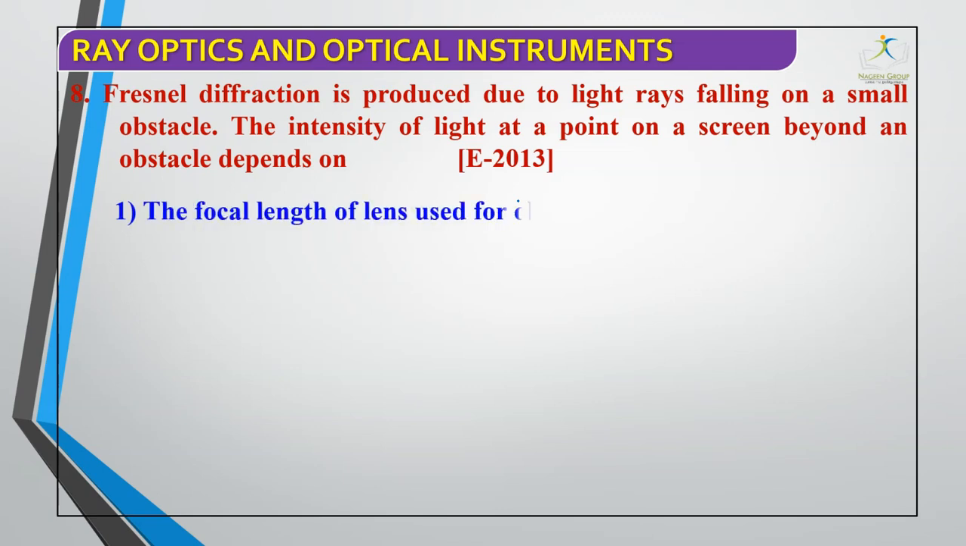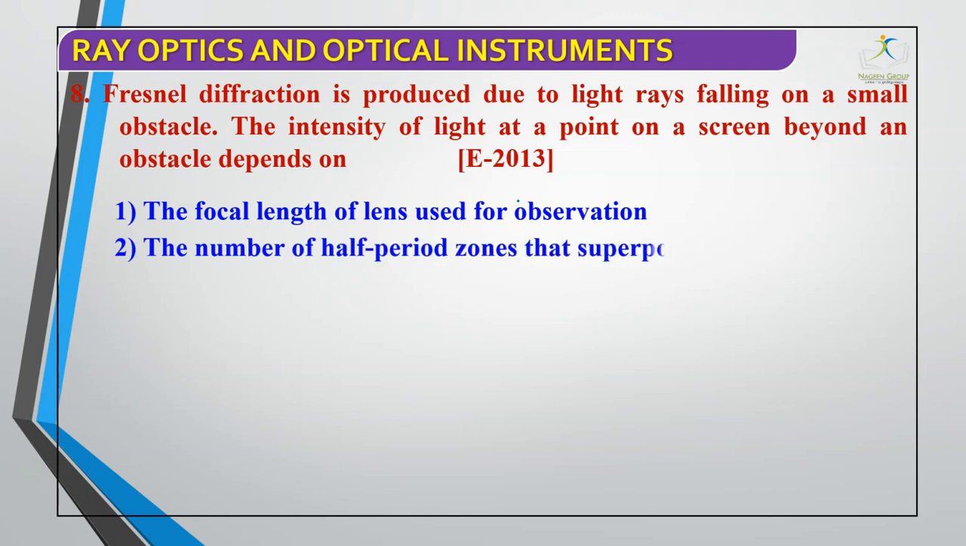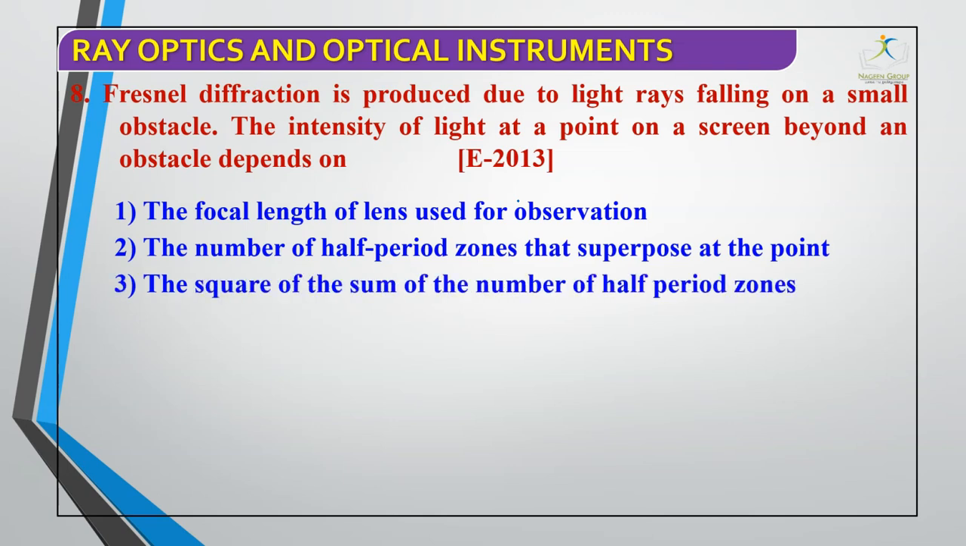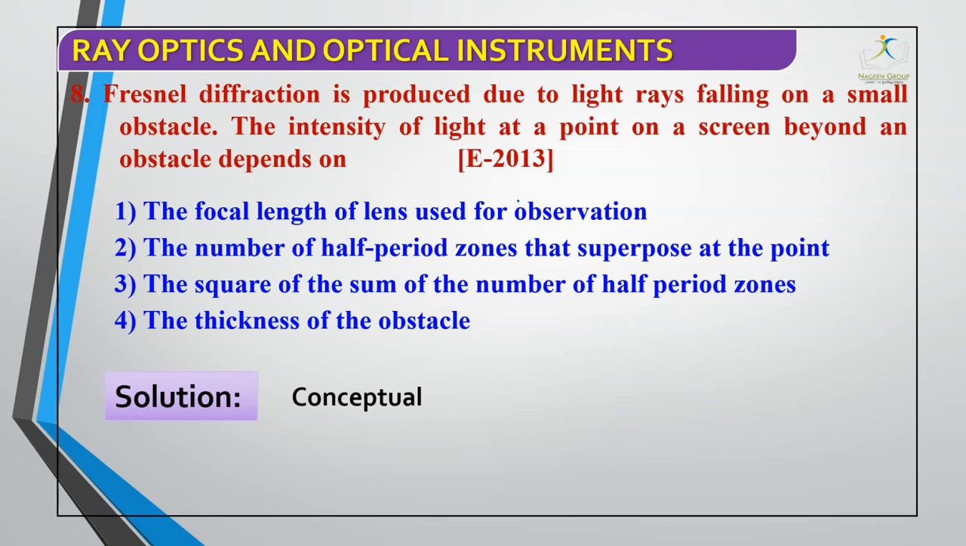We have options: the focal length of the lens used for observation, the number of half period zones that superpose at that particular point, the square of the sum of the number of half period zones, the thickness of the obstacle. Students, let's begin with the solution part, like how to solve. So conceptual solution we have this, the dependency is totally upon the number of half period zones that superimpose at that particular point. So according to that, the second option is the right answer.